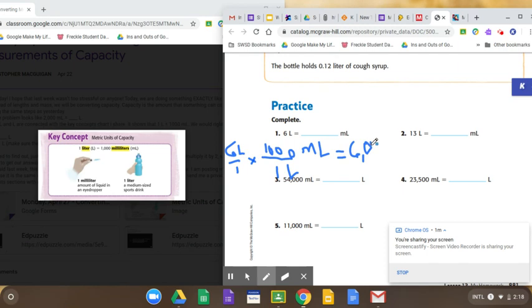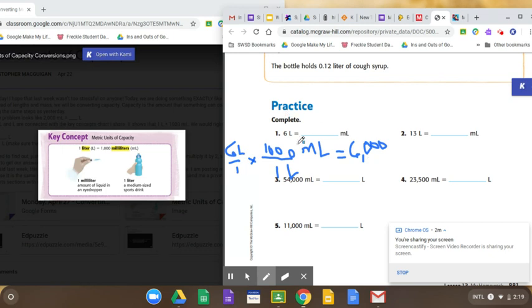Now you can check too to make sure that your answer makes sense. So this says 6,000 milliliters because we know that 1 liter is equal to 1,000 milliliters, or like I said, that 1,000 of these eye drops would fit into one of them. Then it would make sense that 6,000 milliliters or eye drops of liquid would fit into 6 of those bottles.